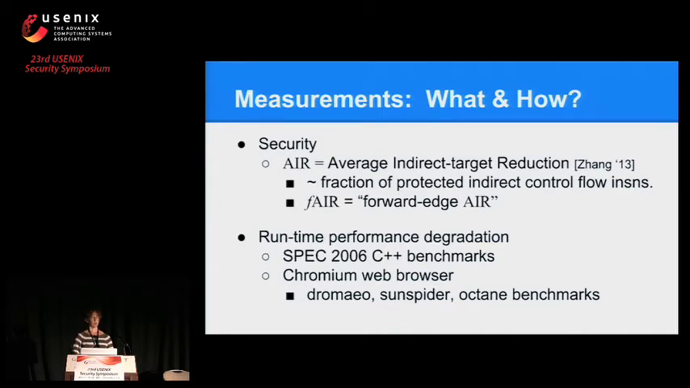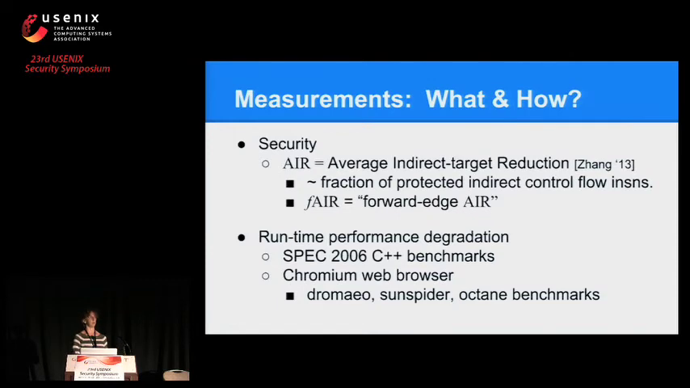Now, security is a very hard thing to measure, so what we did was we looked at the AIR metric, the Average Indirect Target Reduction metric that was introduced at the USENIX Security Conference last year. And this will tell you roughly the fraction of indirect control flow instructions that are protected by the particular mechanism that you're looking at. Now, we modified this metric slightly to come up with what we call the FAIR metric, which stands for Forward Edge AIR, and that's because obviously we're not interested in all the indirect control flow instructions, but only the forward edge ones.